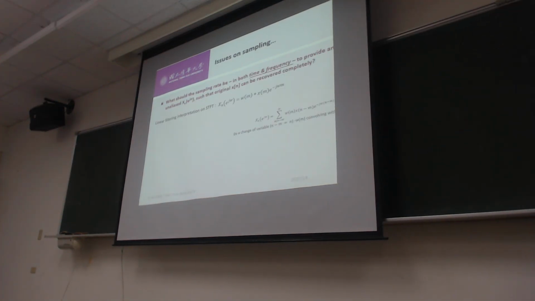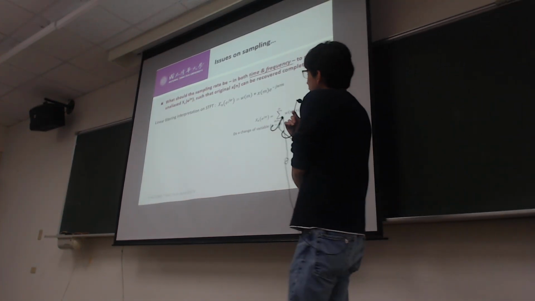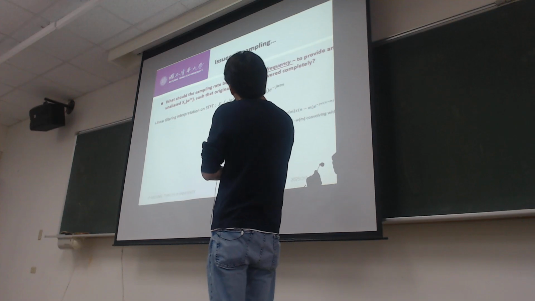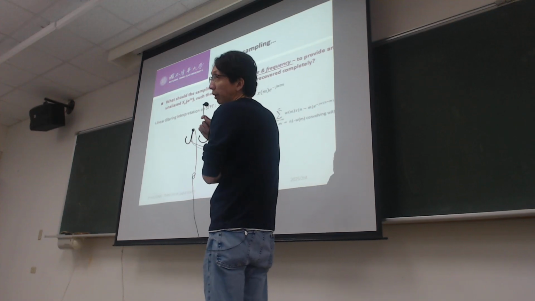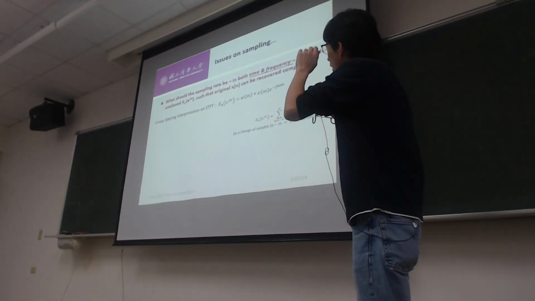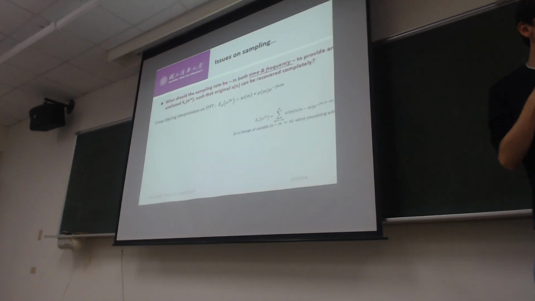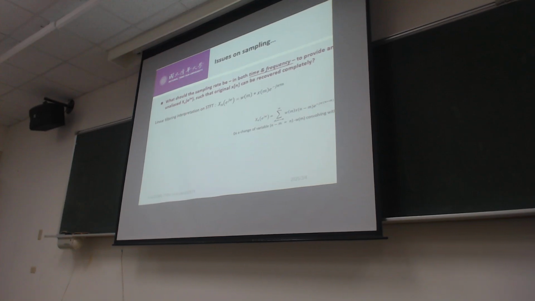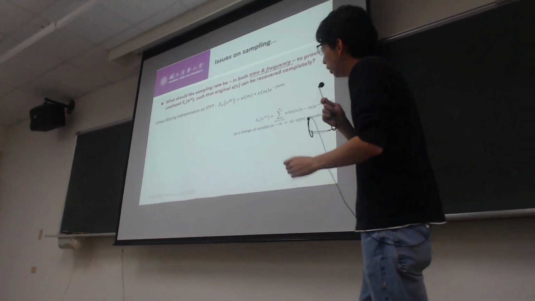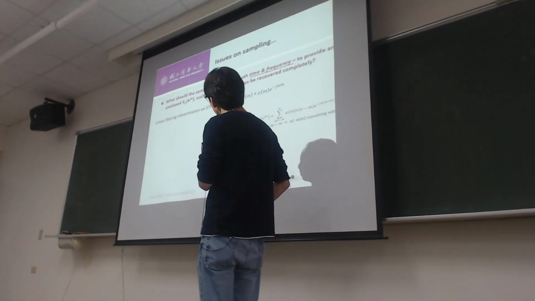Okay. All right, I want to conclude the frequency part, last thing, by looking at what we call the issue of sampling. So let's actually answer this question. What should the sampling rate be in both time and frequency to provide an aliased version of X_n(e^jω) such that the original x[n] can be recovered completely? Right? Let's first look at the linear filter interpretation of the STFT.